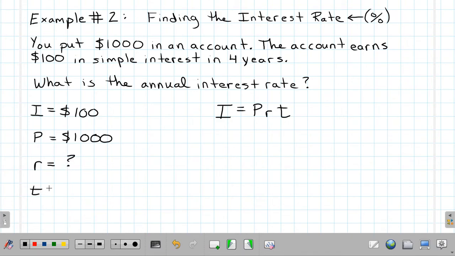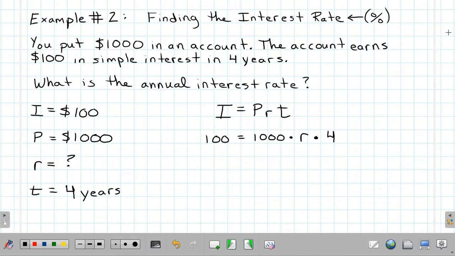The last one we have is T. Do we know how much time is going to be passing? Well, in this case, they tell you 4 years. Once again, very important to make sure that your time is in years. We know 3 out of the 4 variables here, so all we've got to do is plug in and solve for what we don't know. I is going to be 100. P is 1,000 times R, which is what we're looking for, times T, which is 4.